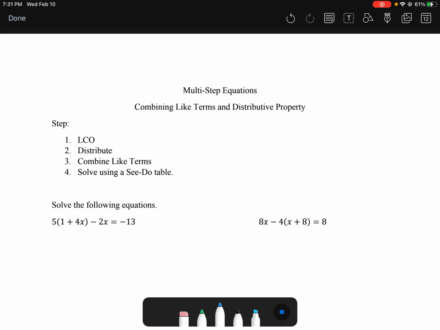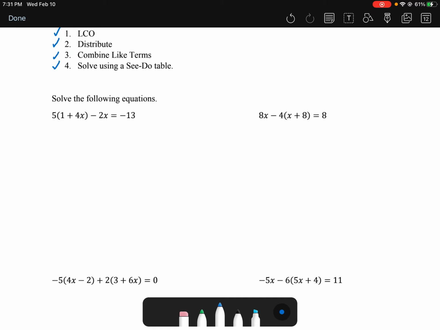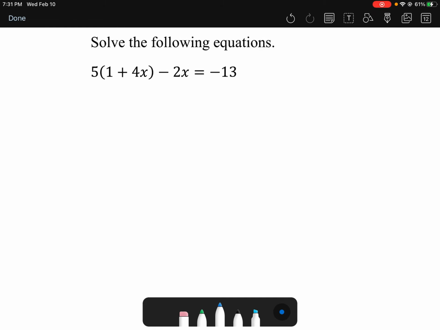So I wrote down a couple little steps here. It's nice to do LCO first, then distribute, get rid of all those parentheses. Then you want to go ahead and start combining your like terms, and then that's when we can create our C-do table to solve.